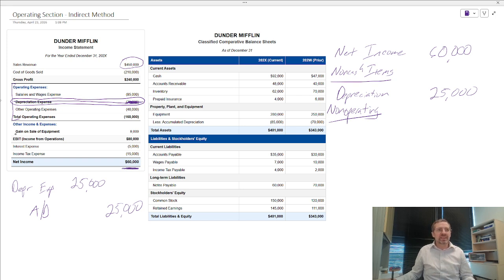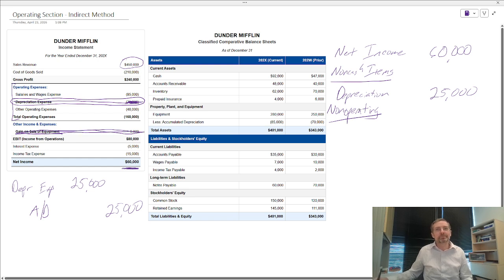Then we get down to this gain on sale of equipment. That's not a day-to-day thing. We're not often selling our equipment, I think. So we look at that and say, that's not an operating thing. We need to take that out of the operating section. It actually belongs in the investing section. So if we're putting together the operating section, let's pretend that doesn't exist. So we take out this $8,000 and say, all right, what happens if that doesn't exist?